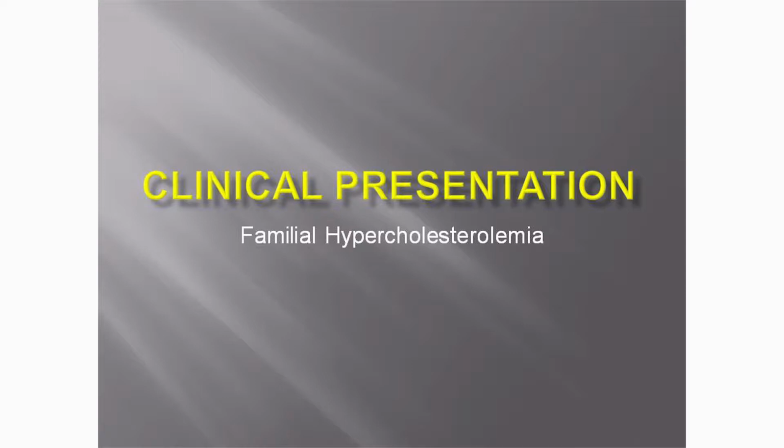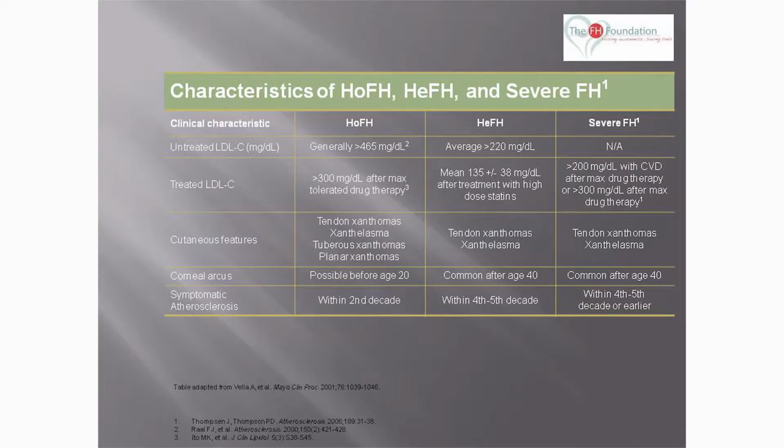So now let's talk about the clinical presentation of familial hypercholesterolemia. And there are certain characteristics of HoFH, HeFH, and severe FH that we should understand. And the first thing is they have very, very high LDL cholesterols. And the cholesterols can be certainly over 200 and can go into the close to 1,000 range in some patients.